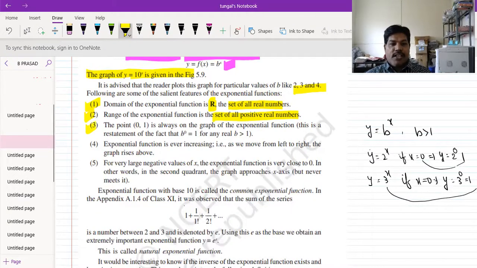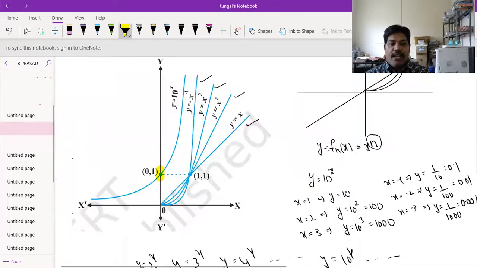So the next one is, the exponential function is ever increasing. As we move from left to right, the graph rises. Already you know that the value is rising here, from the left to the right. So that is the condition.